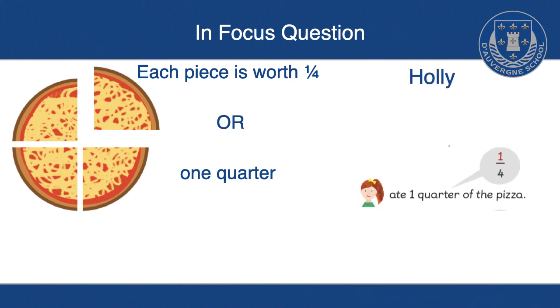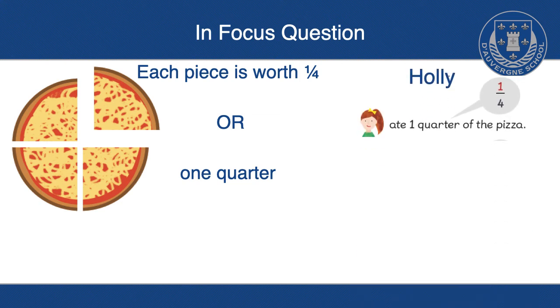Okay, so Holly had 1/4 of the pizza, and if Sam had 3 parts of the pizza, I wonder what his fraction would be. His fraction would be 3/4 because he had 3 of the 4 parts. Okay, but the question didn't ask us to just find out what Holly had and then what Sam had, but how much they had all together. So we need to add them, don't we?